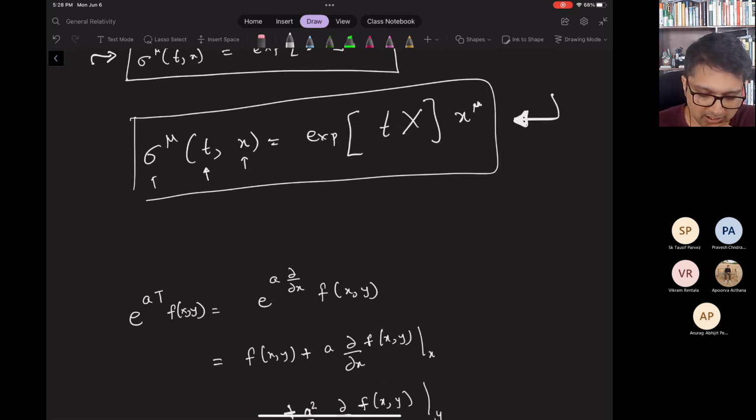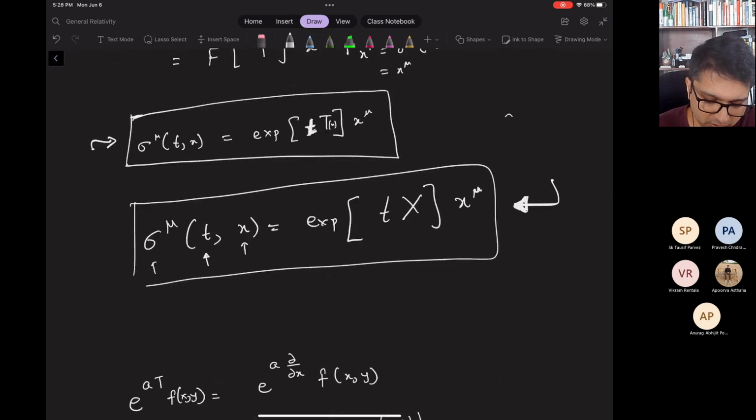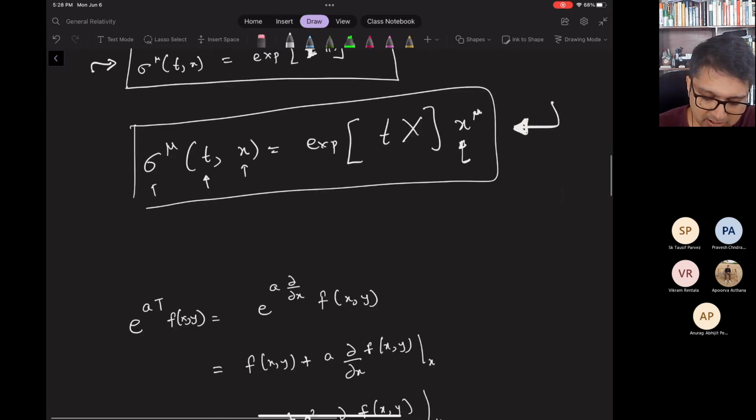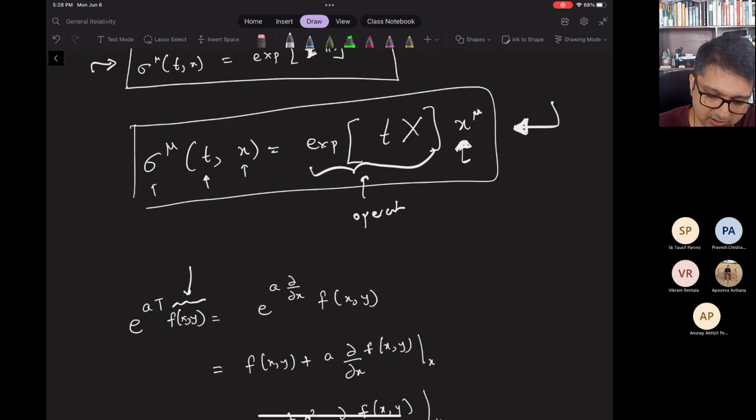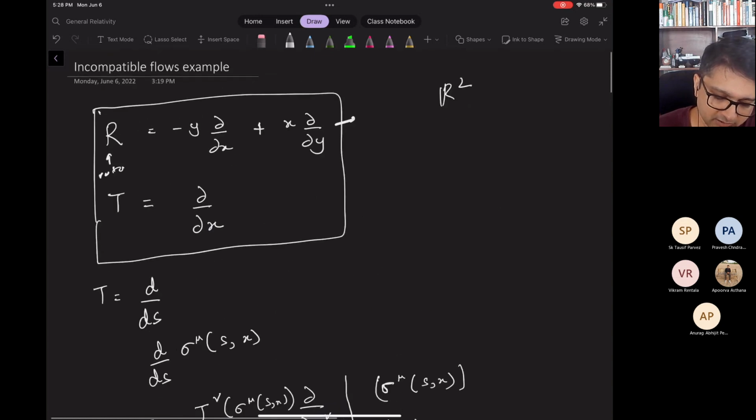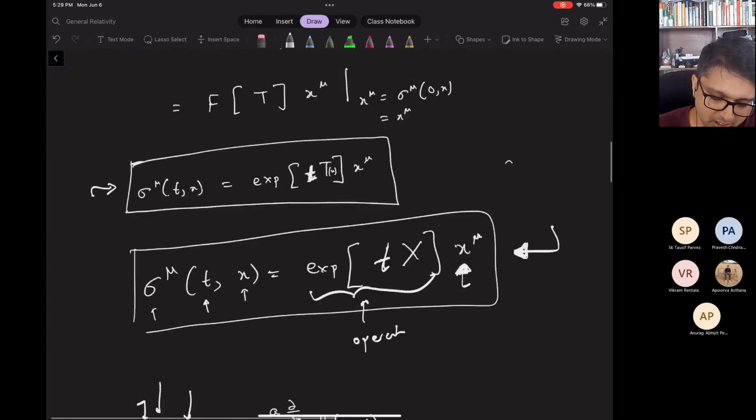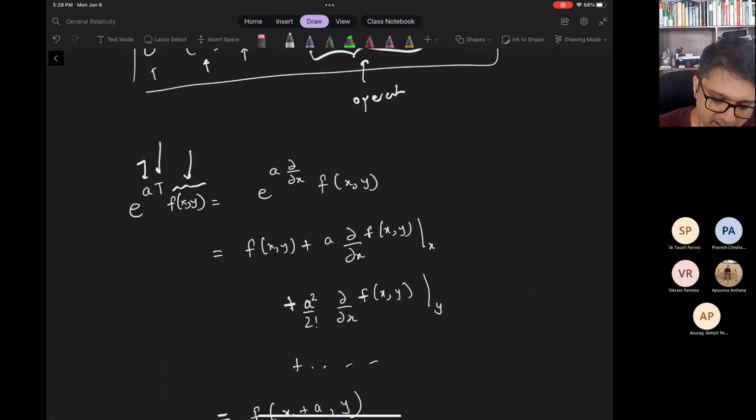Now instead of trying to be very specific to the case where we're trying to just find out what happens to our coordinates, let's take a general function f of xy and ask what this operator does. We can think about this operation separately from the fact that we're trying to actually transform our coordinates. So let's assume that we act with e to the aT. a is like your time parameter, the amount by which you're translating, and T is this translation operator or translation vector field, which is partial x. So this is e raised to a partial x acting on f of xy.